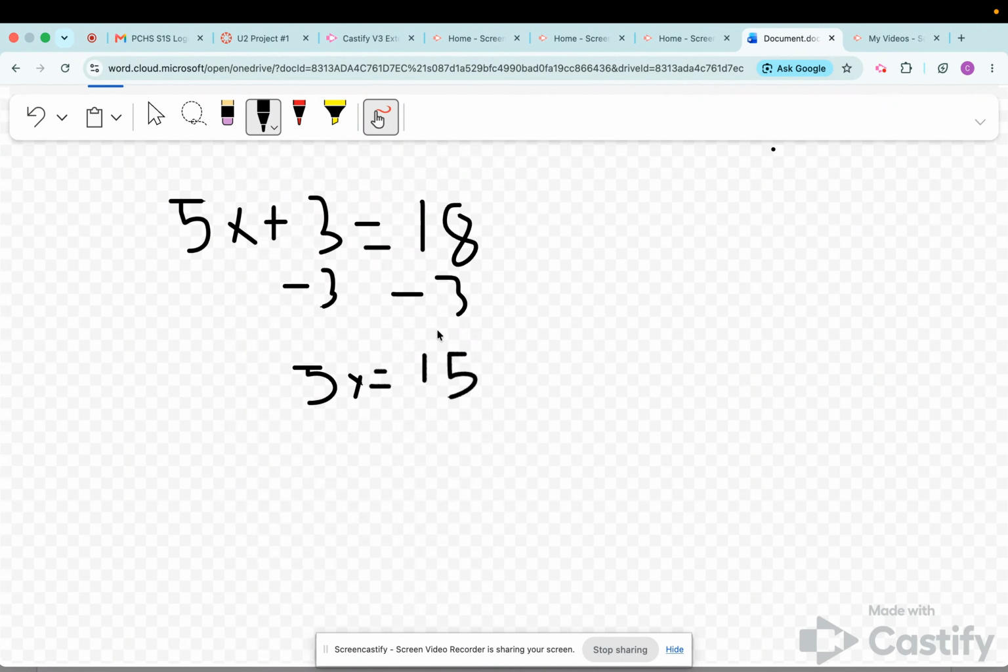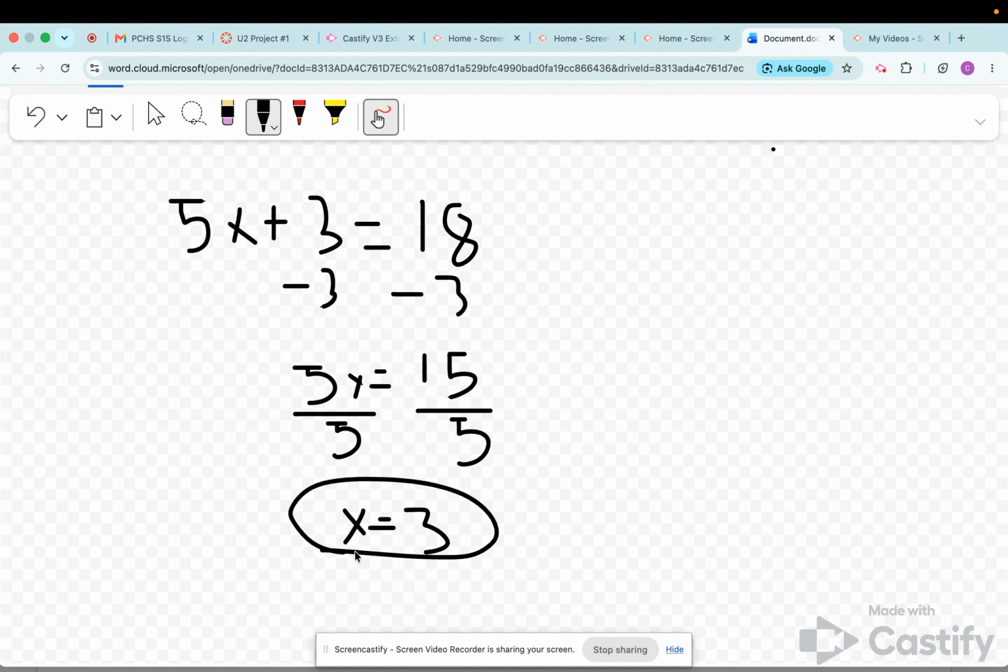Now, that's step 1. We still have to get x by itself on one side. So now we must divide by 5 on this side, and then divide by 5 to the other side, because what's done on one side must be done to both sides, which leaves us with x equals 3 to be our final answer. Okay, let's go into our second example.